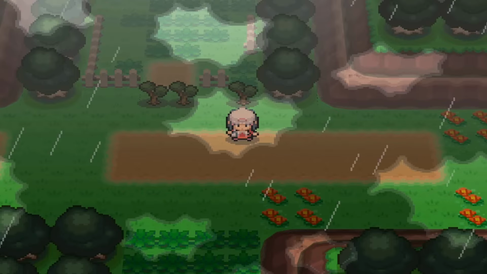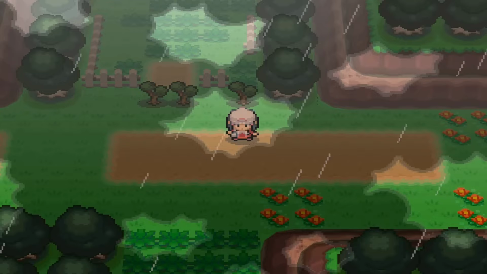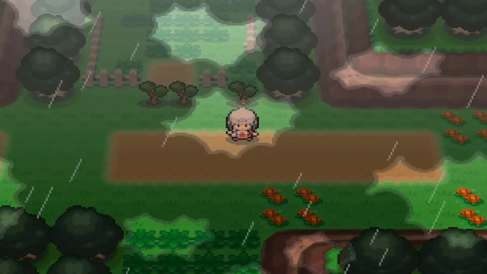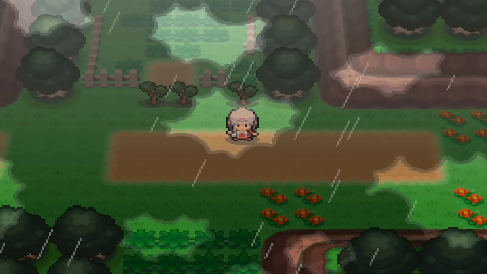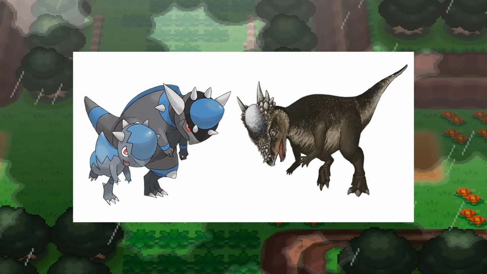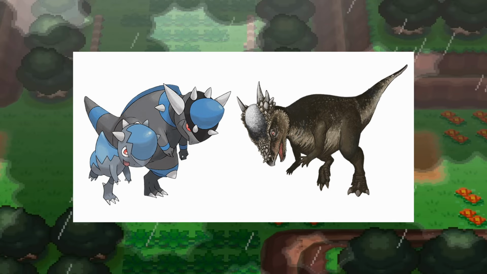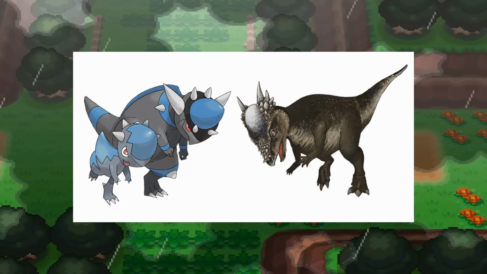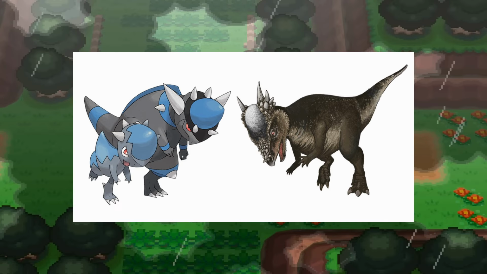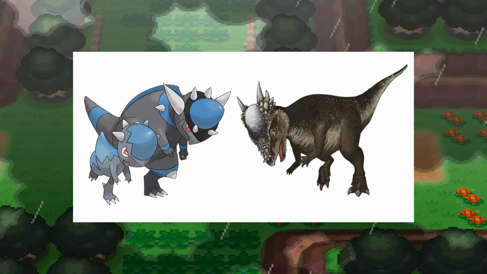Now, this is from Gen 4, and these two are probably the first actual dinosaurs, like legitimate dinosaurs. Cranidos and Rampardos are simply based off of the Pachycephalosaurus. I mean, there's nothing else to it. It's uncanny. It's directly built like it. It's actually pretty accurate.